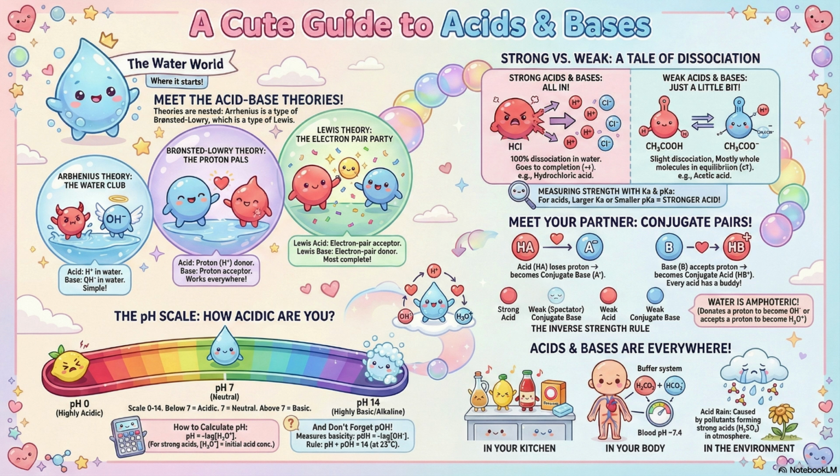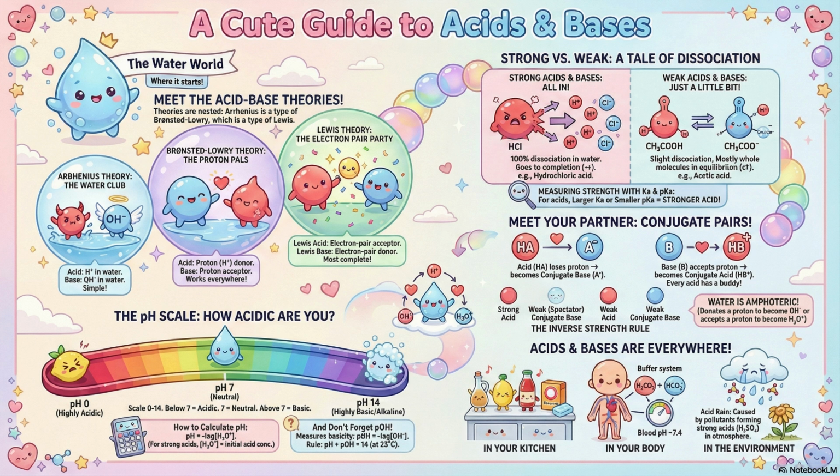So if you have a really, really strong acid, something that is just desperate to get rid of its proton, then its conjugate base, the ion left behind, must have almost zero desire to take that proton back. It's very stable and happy on its own. High desire to lose means low desire to regain.